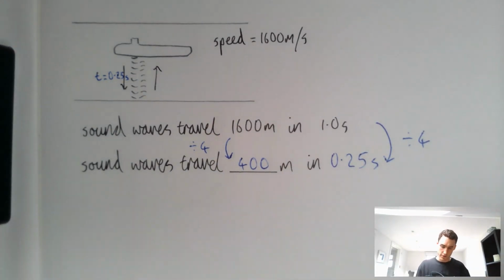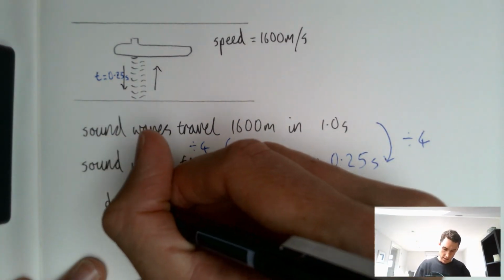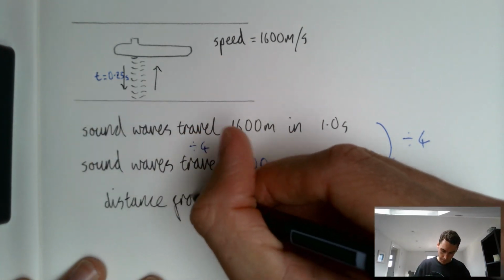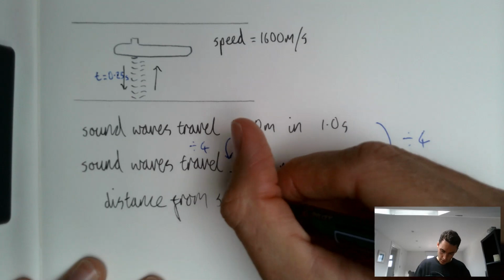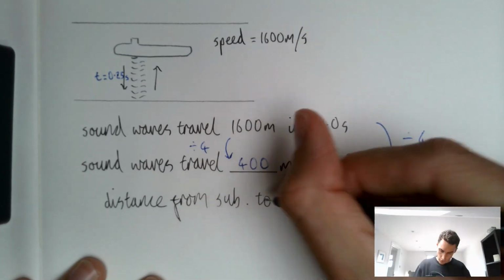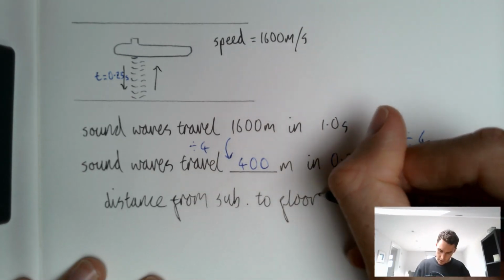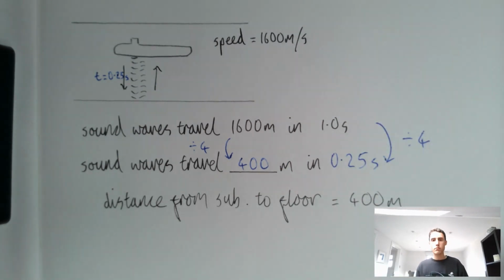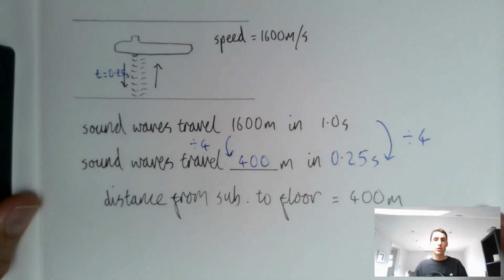in 0.25 seconds. So then again, I can say distance from sub to floor equals 400 meters. So that's how I would model those out to students.